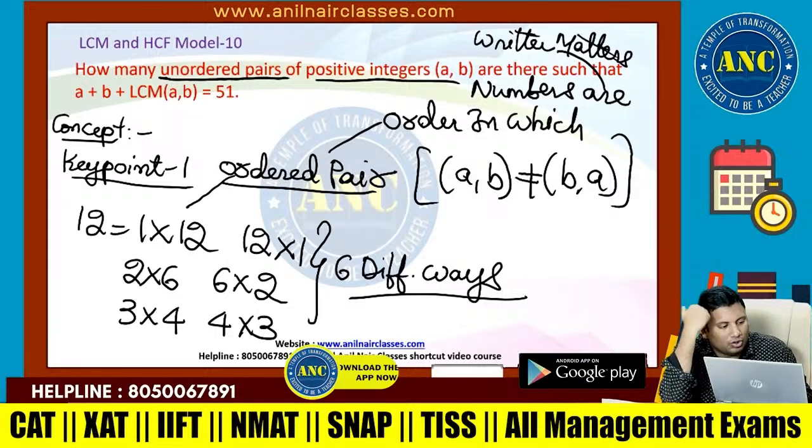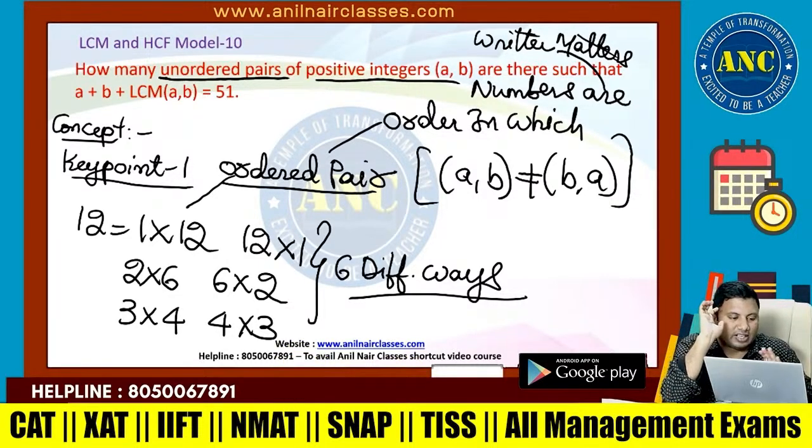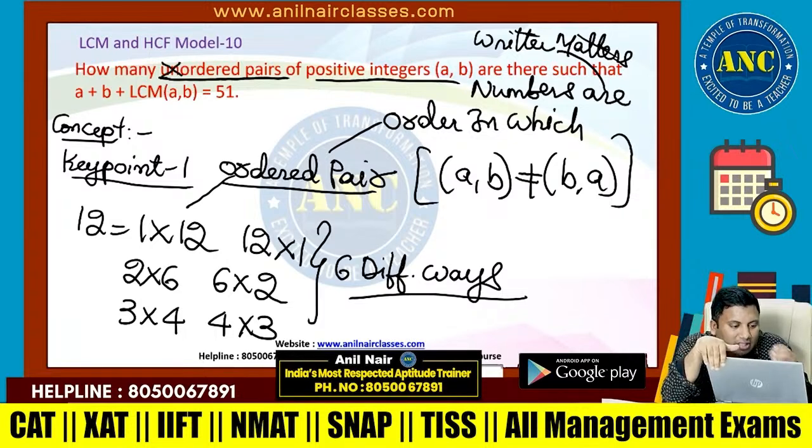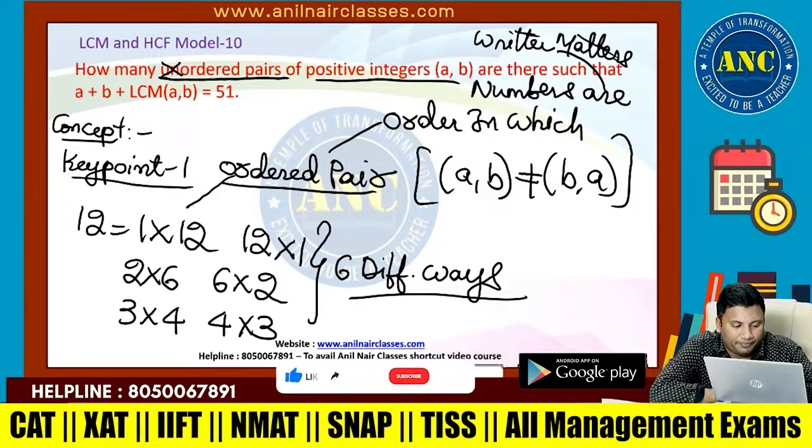First I will discuss the ordered pair, then I will convert the question to an unordered pair. Ordered pair means the reverse is also considered as one way. Now listen carefully to this question, sir. Very, very good question.